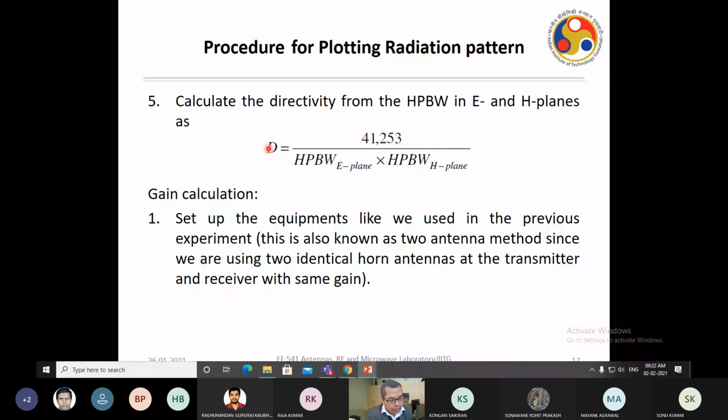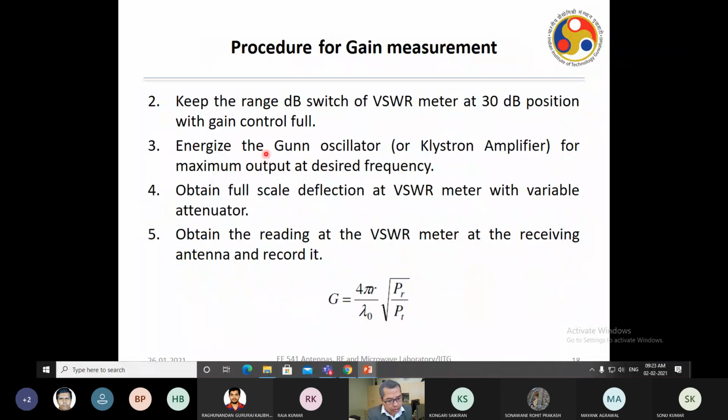What else we want to do? We want to also calculate the gain. So for the gain, if you want to calculate, you can use the Friis transmission formula, and by using two identical antennas, you can easily find out. So if you are using two identical antennas, the gain of the transmitting antenna and the gain of the receiving antenna should be equal. From there, you can find out what is the gain of the antenna. So this is the procedure.